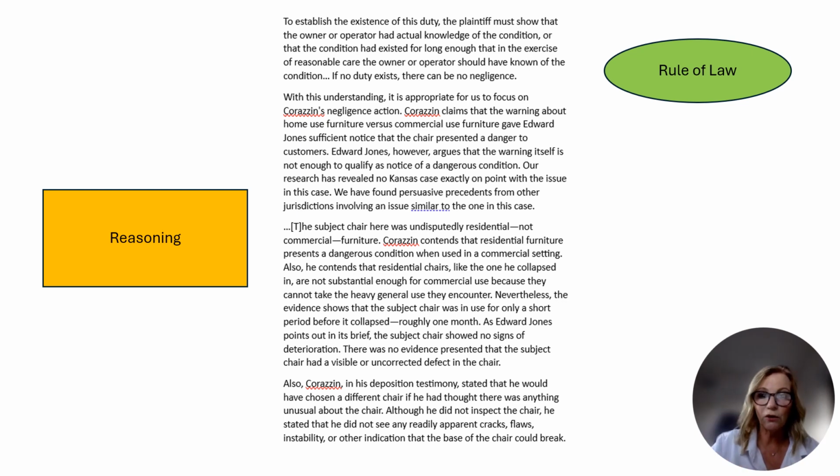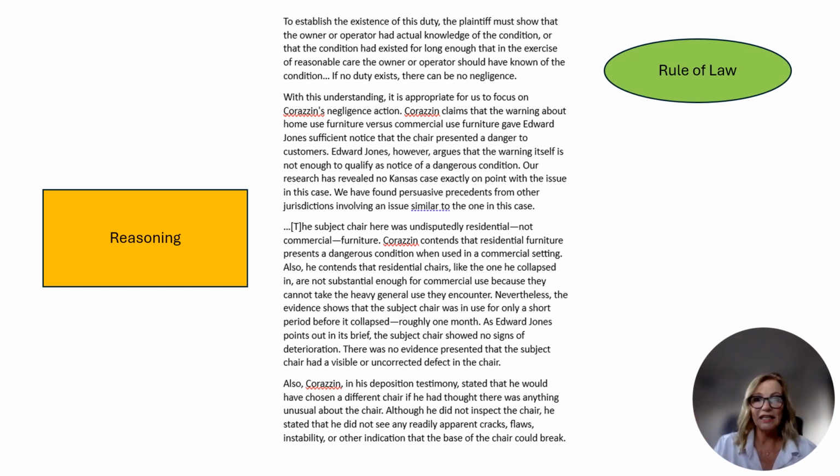So you have to word it in your own words. And basically you can say, hey, negligence requires that there is a duty. And in order to argue that a plaintiff has a duty to warn about potential harm, the owner operator has to have either actual knowledge, or there has to be a condition that exists so long that they would have known if they would have taken reasonable care. That's our rule of law. So that's what the law says.